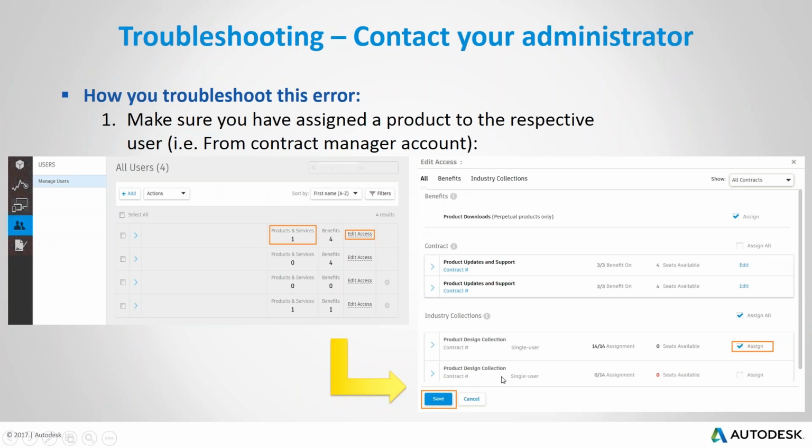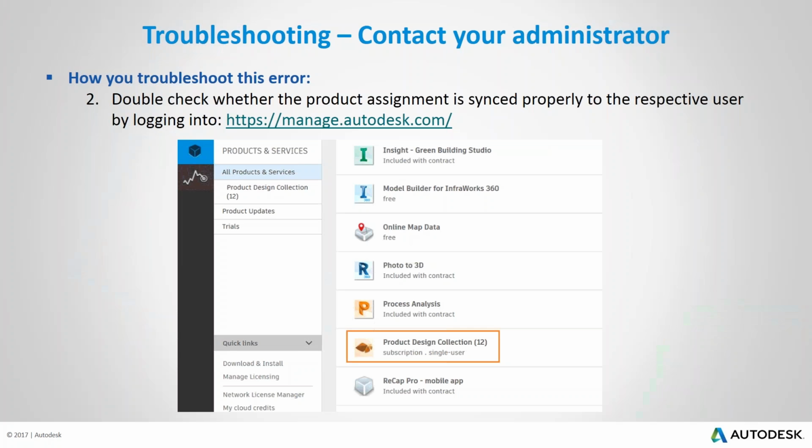Okay, next step, please don't forget to double check whether the product shows up in the assigned user's account, because that's important, by logging into manage.autodesk.com. Sometimes even after assigning the product from the contract manager's account, the product might not be synced immediately. So you need to make sure both of these steps are met. First, the contract manager assigns the product, and the product has to appear in the user's account before you proceed with the activation.